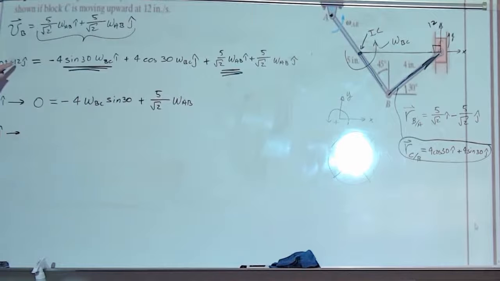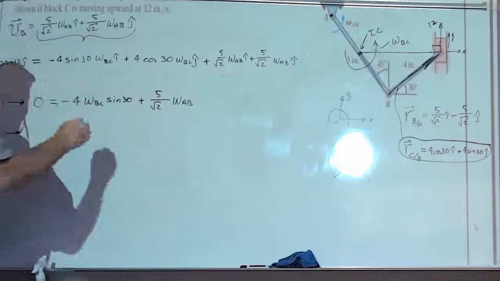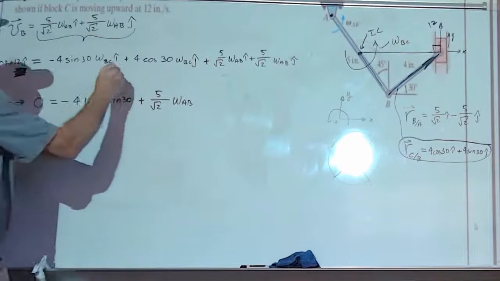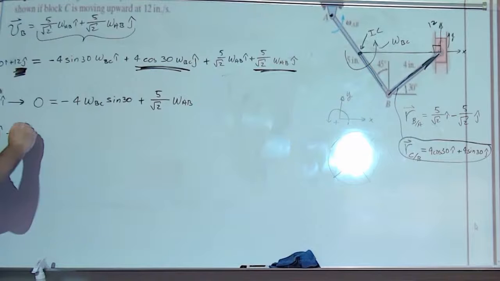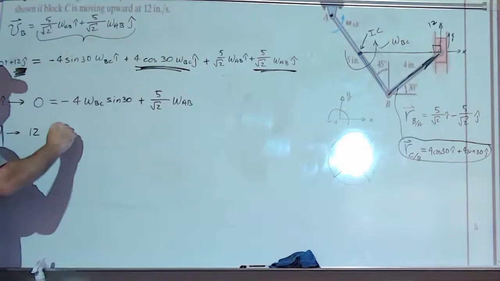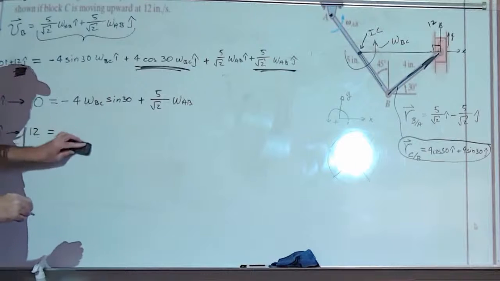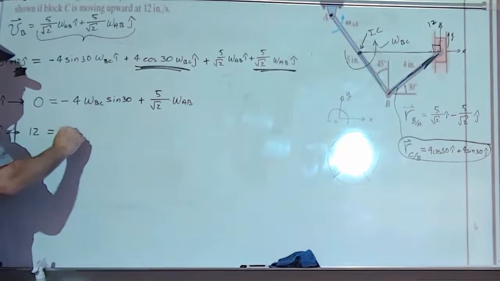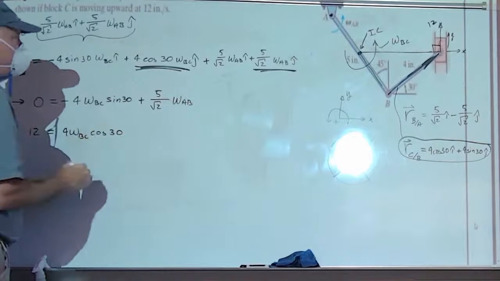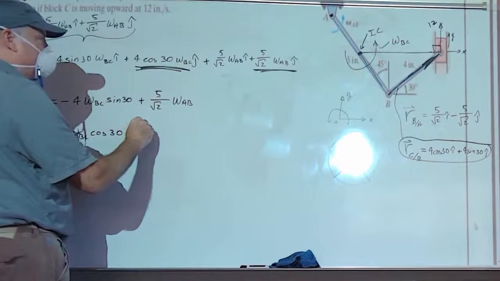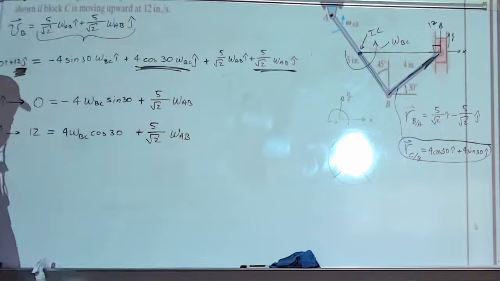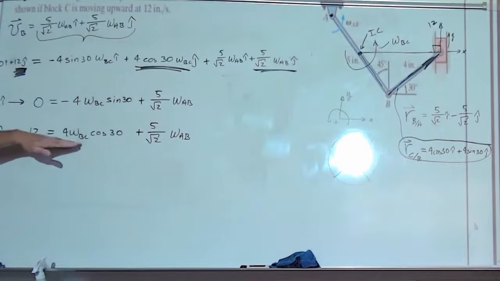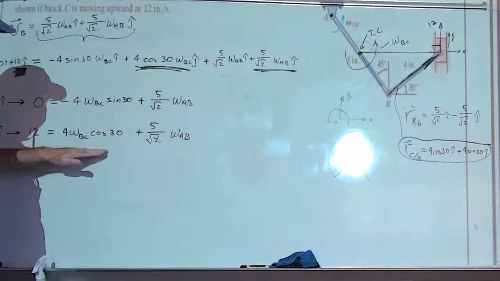j over here, now look for just the j's. So just the j's are this one and this one. And 12 equals 2, 4 cosine, well, let me put the omega in front. 4 omega BC cosine 30, and then plus 5 over square root of 2 omega AB. Make sure I got that right. 12. Wait, no, for this one, and then that one.